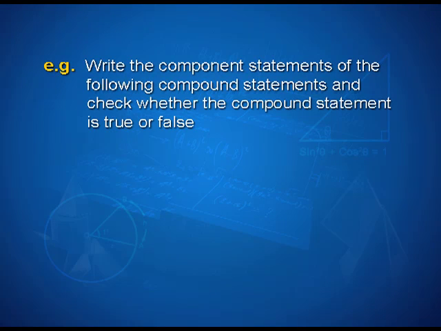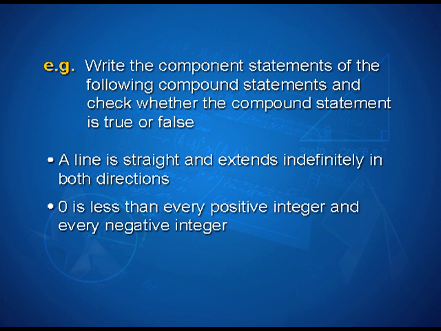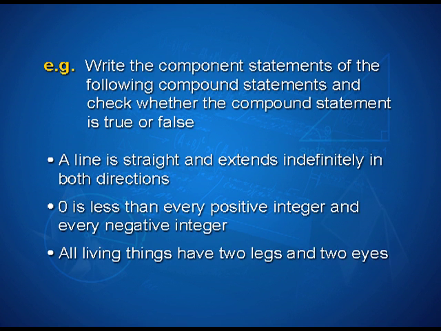Write the component statements of the following compound statements and check whether the compound statement is true or false. First, a line is straight and extends indefinitely in both directions. Second, 0 is less than every positive integer and every negative integer. Third, all living things have 2 legs and 2 eyes. Let us see the solution to this.